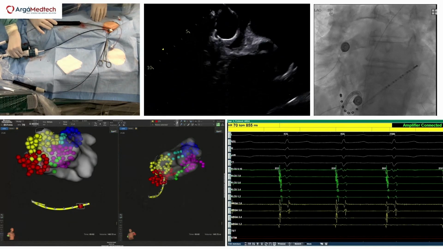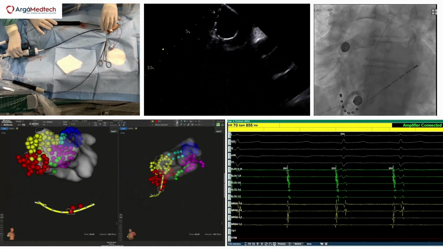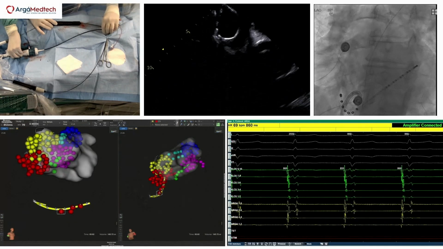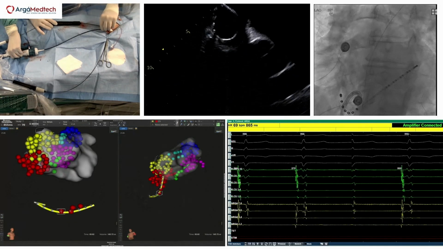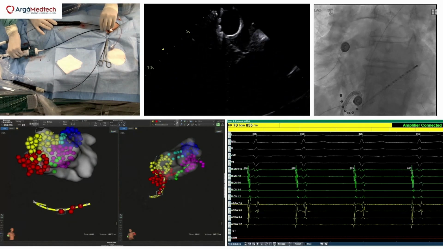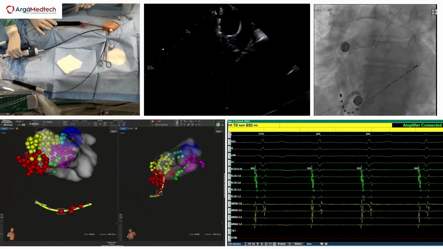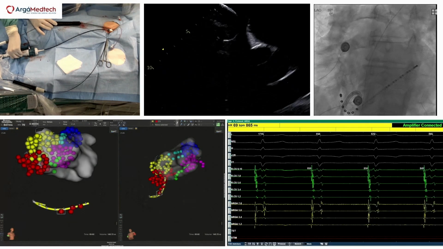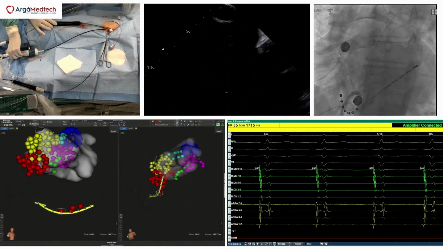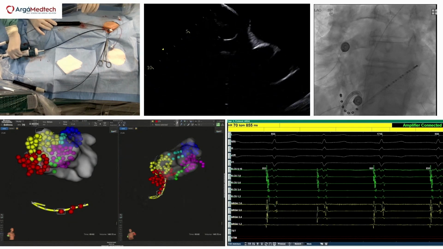How long is this array of 7 electrodes? How long is the array of electrodes? 6 millimeter spacing. So the whole catheter has coverage of 4.8 centimeters. Yeah, 4.8, close to 5 centimeters.